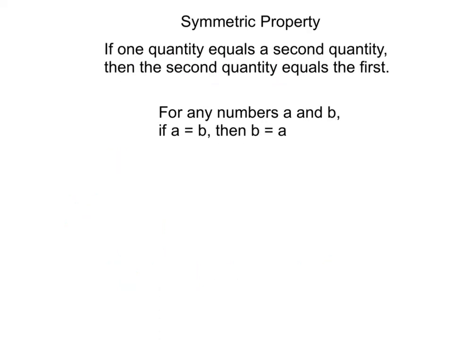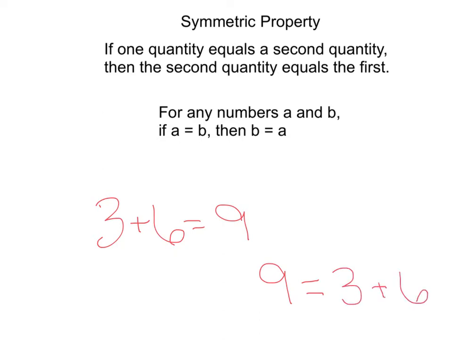The next property we're going to take a look at is the symmetric property. If one quantity equals a second quantity, then the second quantity equals the first. So what they mean is that if you have any numbers A and B, if A equals B, then B equals A. So if you look at an example and we say that 3 plus 6 equals 9, then that would mean that 9 equals 3 plus 6.